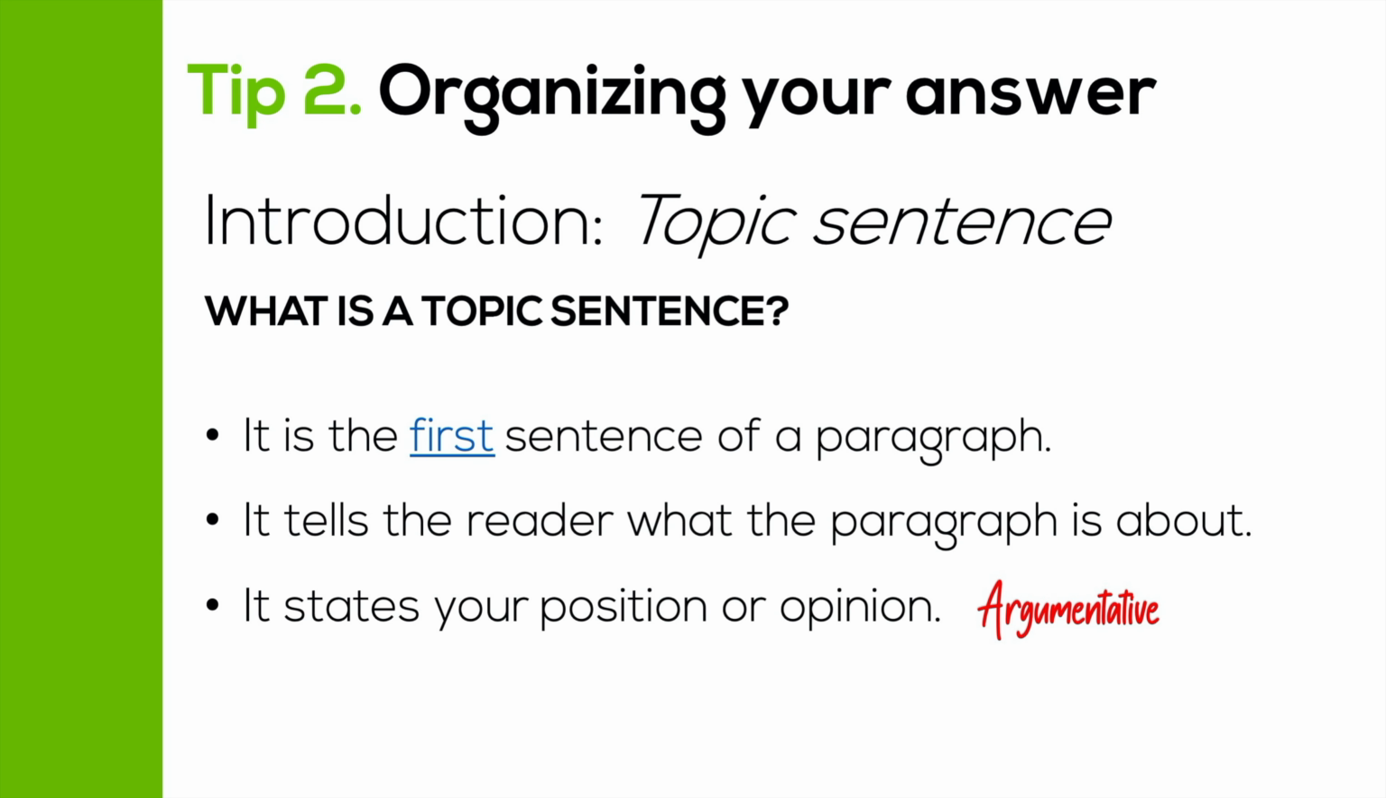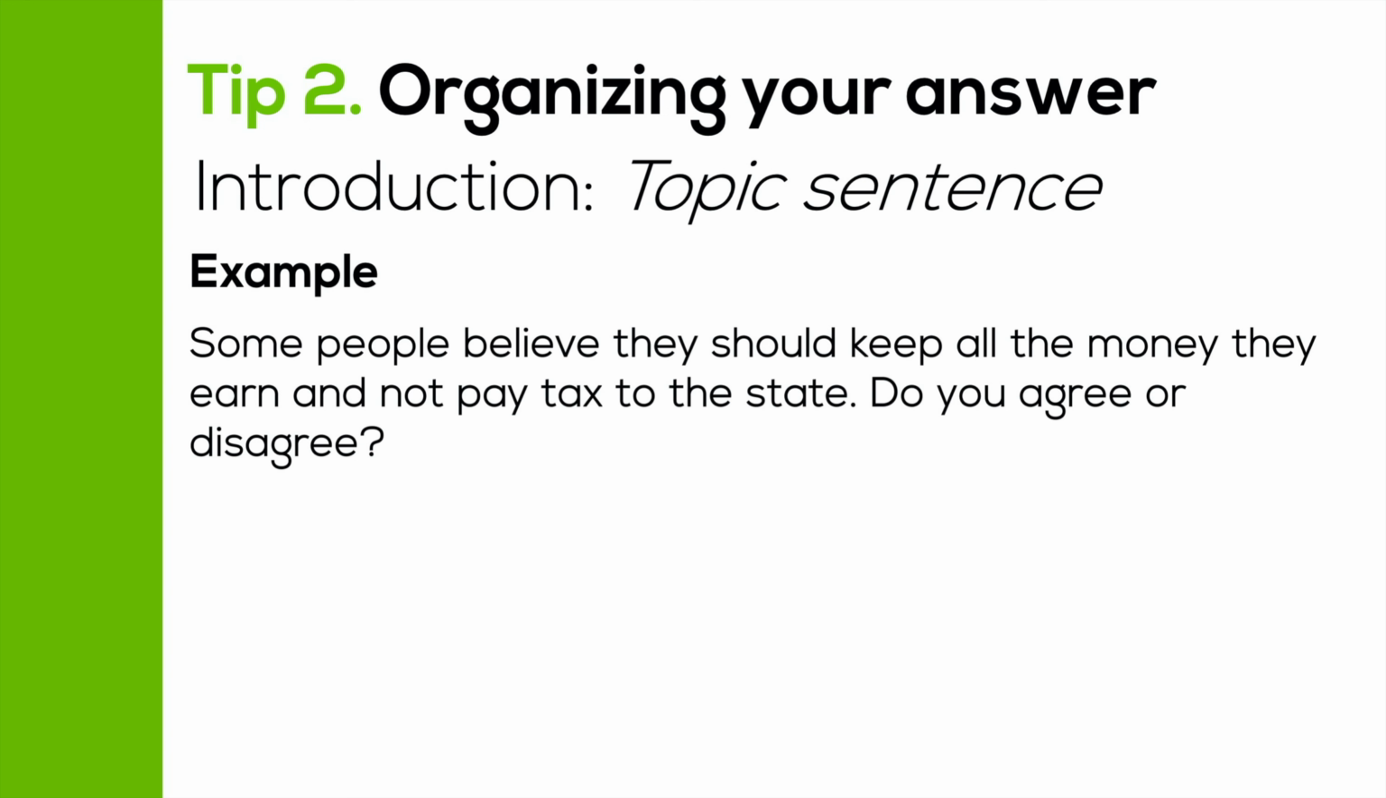So let's take a look at an example topic sentence. Let's say this is our question. Some people believe that they should keep all the money they earn and not pay tax to the state. Do you agree or disagree? So the first thing you need to recognize is that in this question type, they want you to make an argument. Do you agree that people should keep all their money, or do you disagree? Your topic sentence for an argumentative writing should state clearly your opinion.